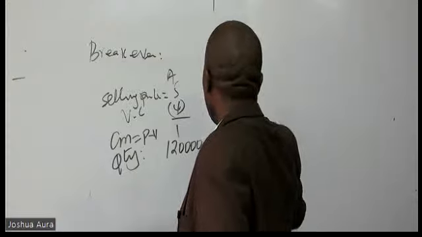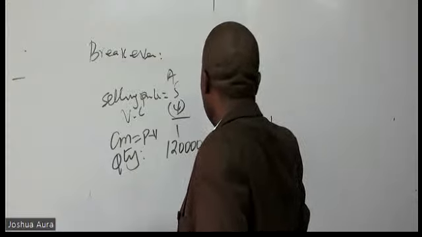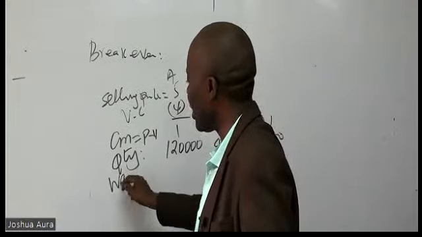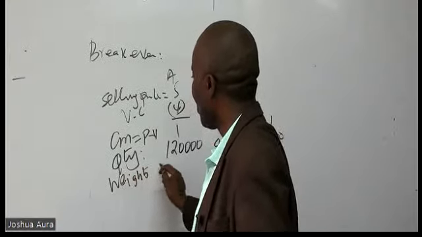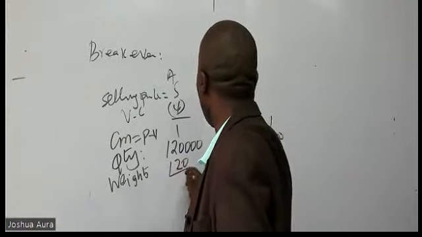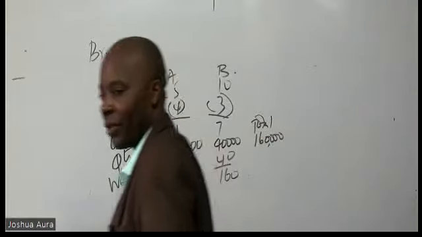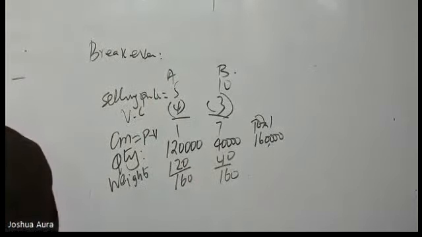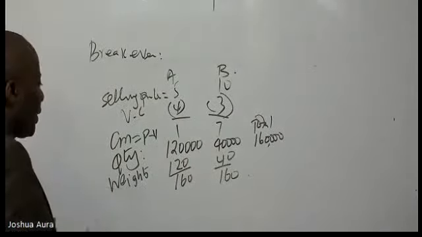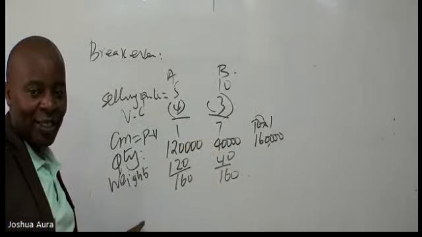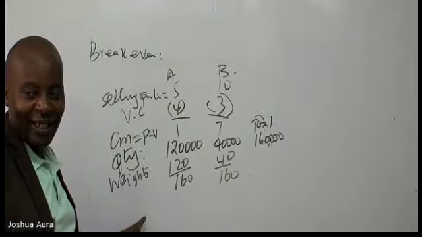So the total, they have said, is 160,000. From this quantity, I should be able to get the weights. The weights will be 120 over 160 and 40 over 160. I think you guys are not able to see even what I'm writing. So I got the total quantity there, which I'm now using to get my fractions. Right?